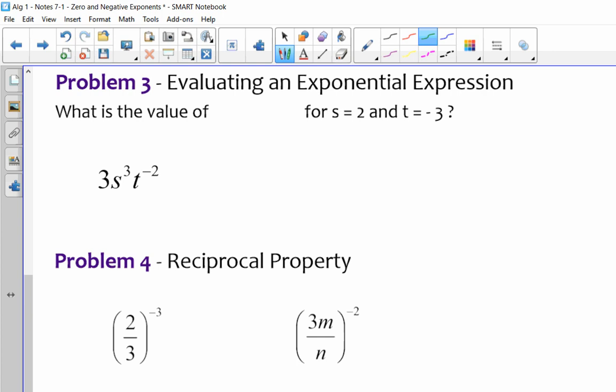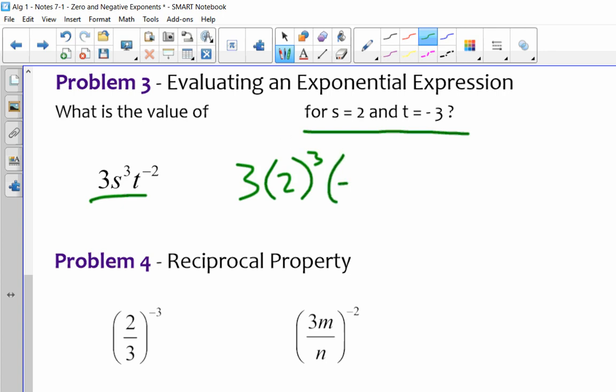Okay, if you could write down, we're going to do some substitution here for S and for T. And then if you can go ahead and write down the problem here. Okay. So this is a test question. You've got to make sure we can do this pretty good, all right? So if I take these values now and I substitute them in for S and T, I'm going to put them in parentheses, okay? So I've got 3, and then S becomes 2, and it's to the 3rd power, okay? T now becomes a -3, and it's to the -2 power, okay? So that's substituting, got to do that first.